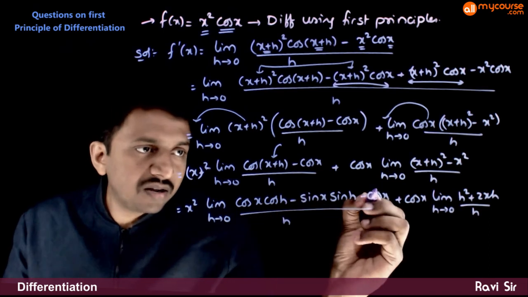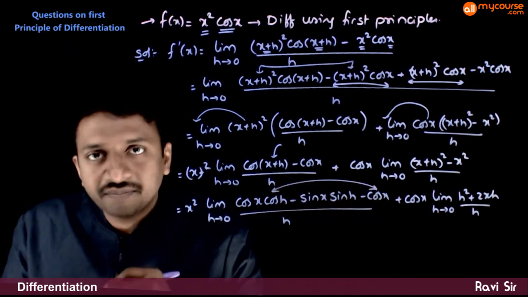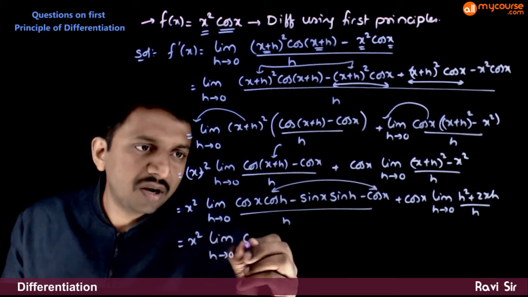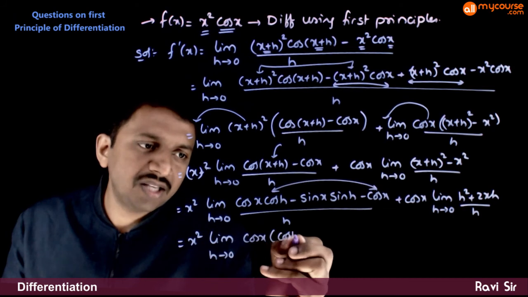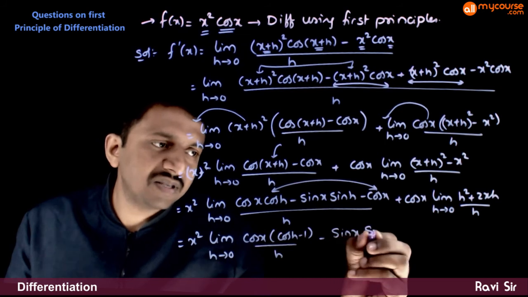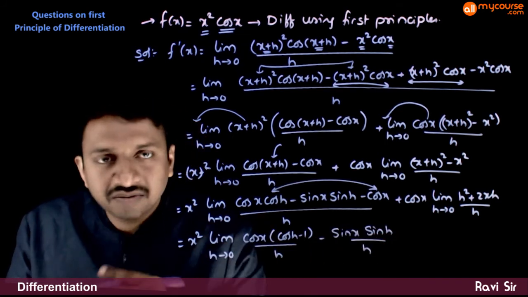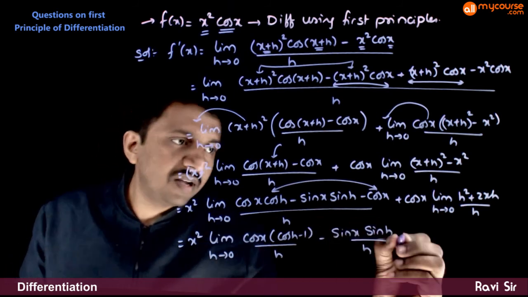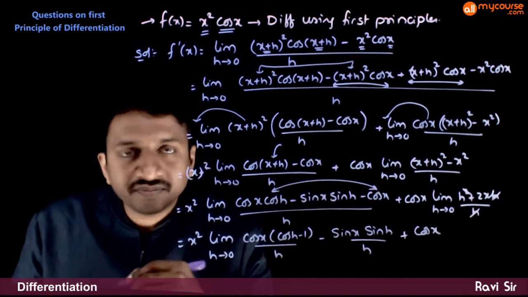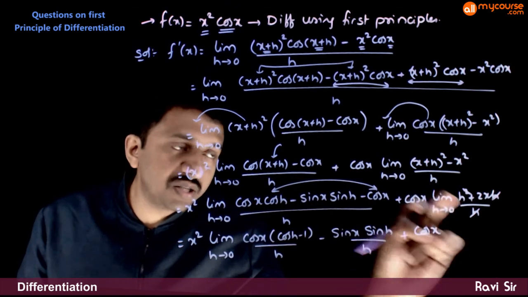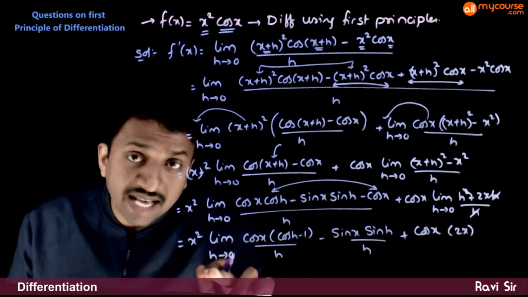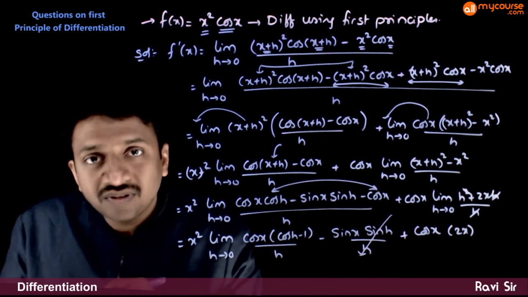In this, these two terms can be combined. That is equal to x square times limit h tends to 0 cos x times cos h minus 1 by h, minus sin x times sin h by h. I have separated this into two terms. Plus cos x times, 1 h gets cancelled. And after this, if you put h equal to 0, this becomes 0. This becomes 2x. And here, as h tends to 0, sin h by h goes to 1.